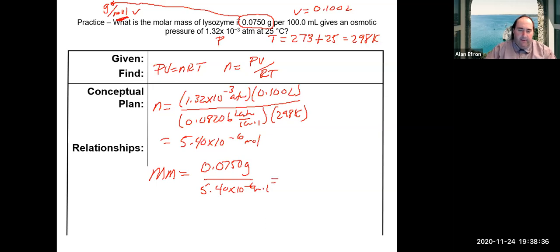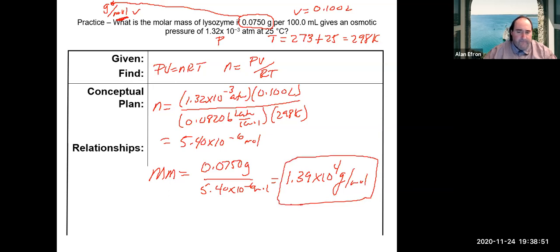And we will end up with probably a big number as well. Yep, 1.39 times 10 to the 4. Again, units don't cancel here. Grams per mole. Any questions on osmotic pressure?